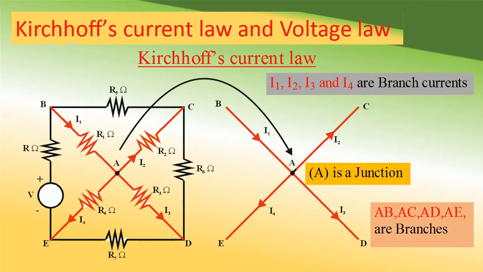To understand Kirchhoff's current law, consider the same network shown in the figure, and you see that the junction A and the branches connected to that junction A are extracted as shown in the figure. You will see that the branches are shown as straight lines connecting the junctions, and capital I1, capital I2, capital I3 and capital I4 are the respective branch currents.